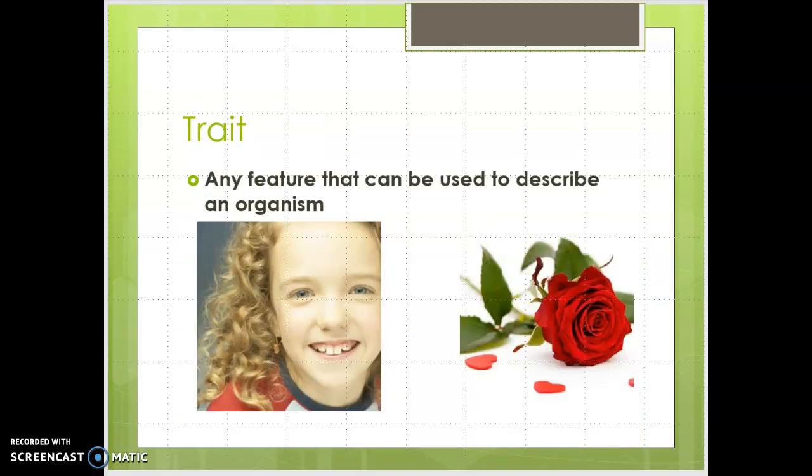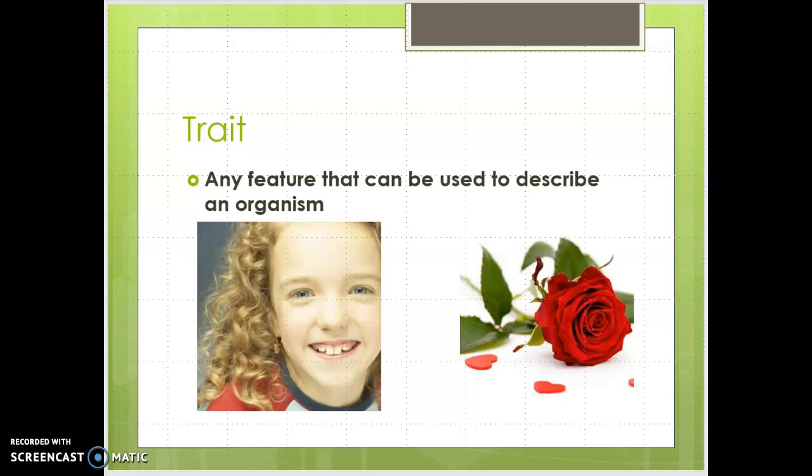Our next word is trait, and that's any feature that can be used to describe an organism. So if we're looking at the picture of this child right here, it looks as though the child has curly blonde hair. The child has blue eyes. Okay, those are things that I can describe traits about this child. Now, I can't necessarily describe things that the child would put on because that's not a trait. So like the shirt that this person's wearing, that's not a trait of that organism. That's just something that the organism has on.